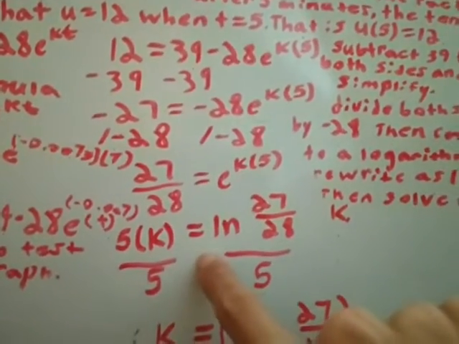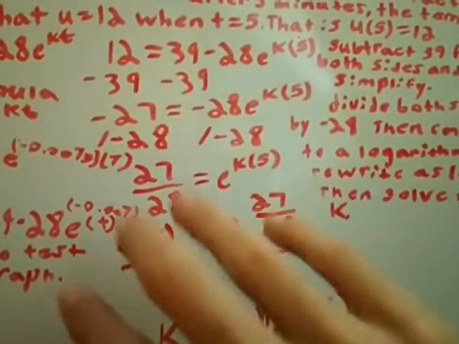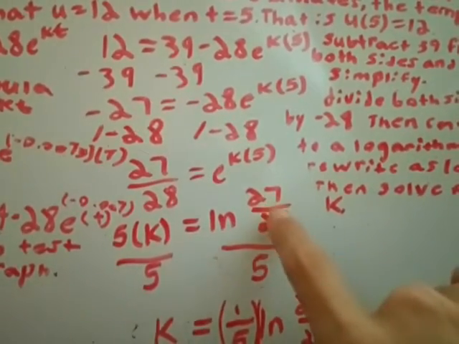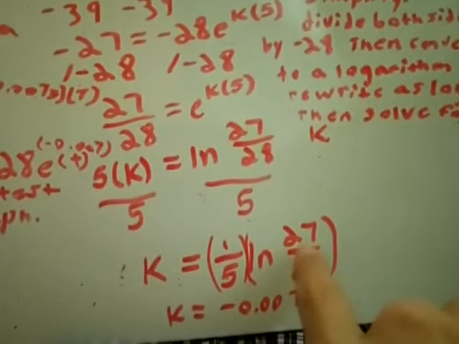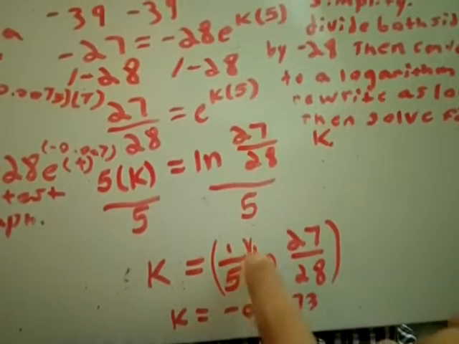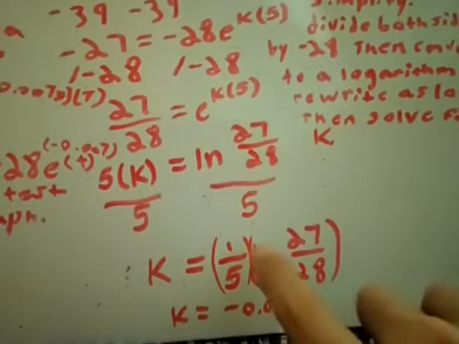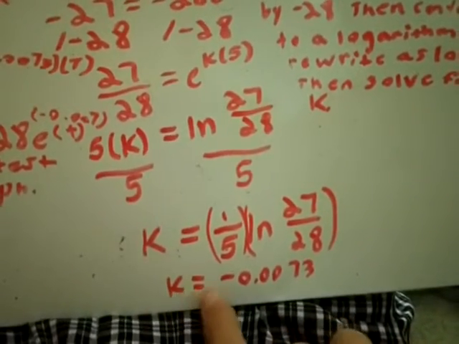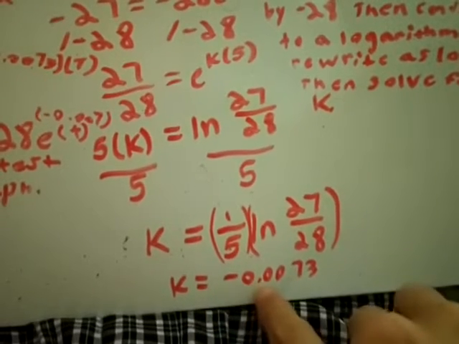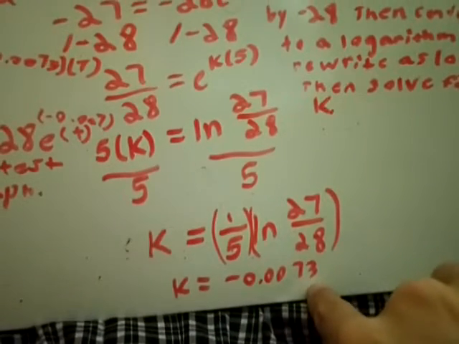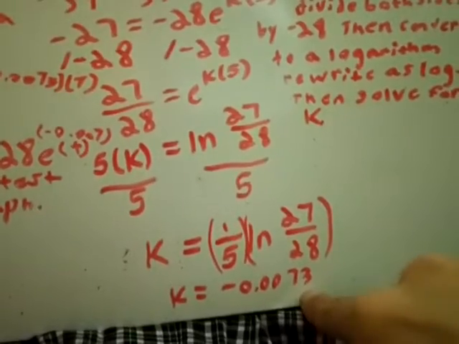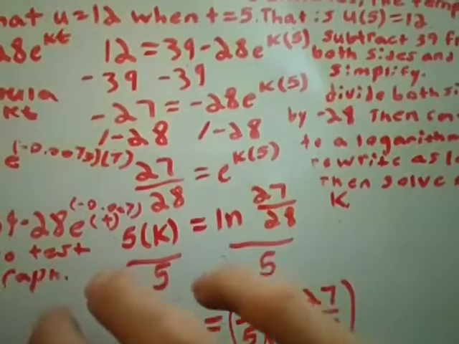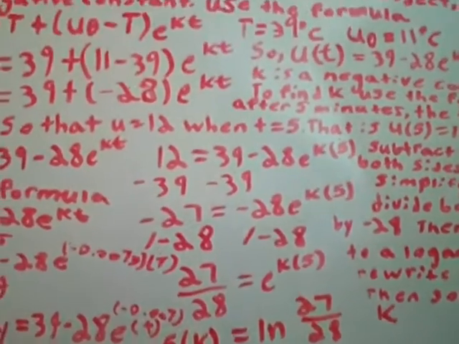I want to get k by itself, so I divide both sides by 5. In this case, I multiplied the natural log of 27/28 times 1/5, which is the same as dividing by 5. I put it into the calculator, and that gave me the constant rate I was looking for, k equals negative 0.0073.